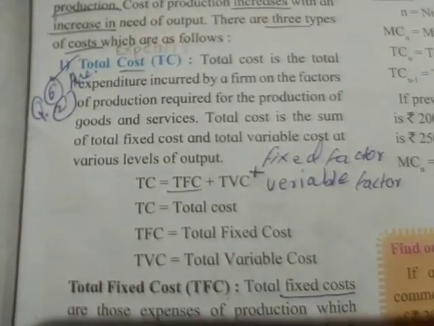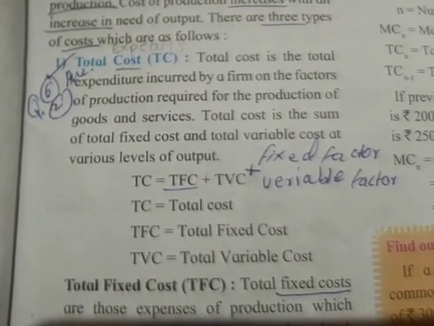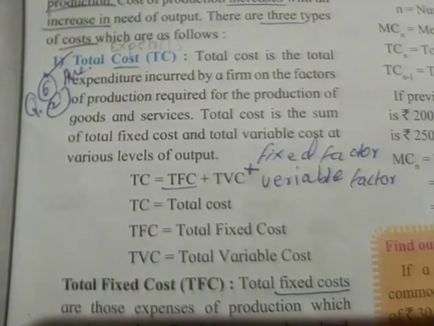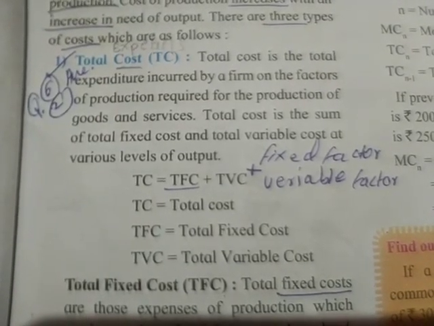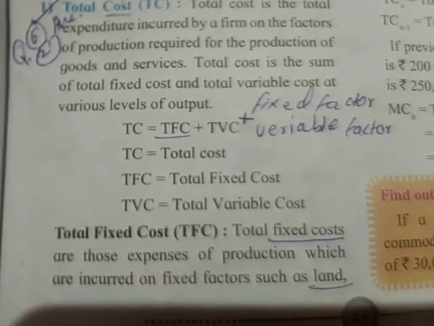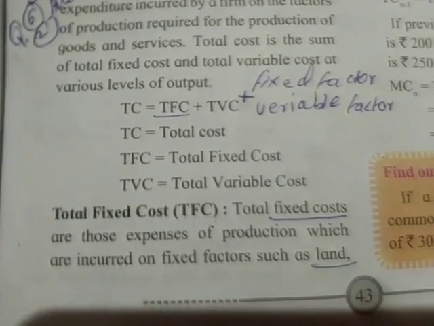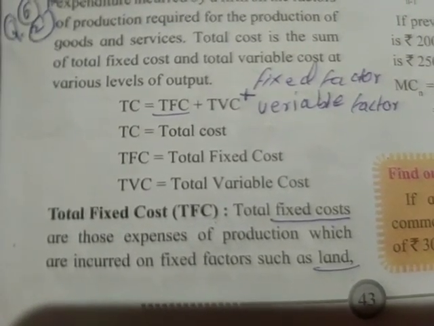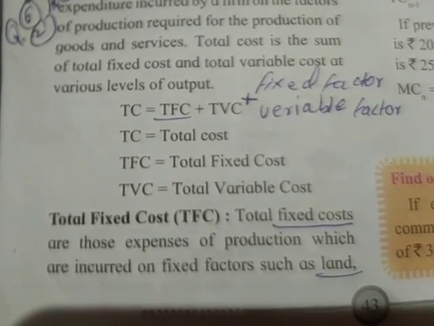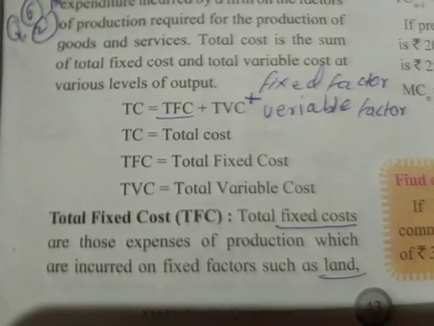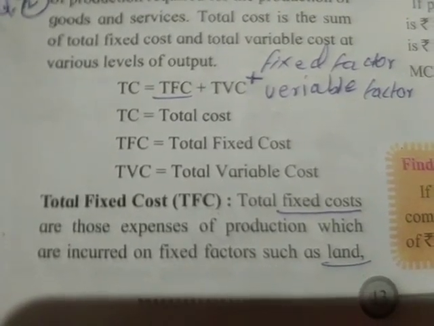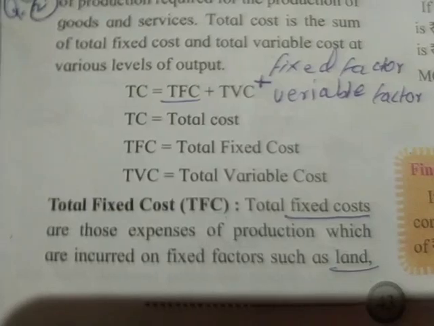First, total cost, TC. Total cost is the total expenditure incurred by a firm on the factors of production required for the production of goods and services. Total cost is the sum of total fixed cost and total variable cost at various levels of output. TC is equal to TFC plus TVC. TC is equal to total cost, TFC is equal to total fixed cost, and TVC is equal to total variable cost.